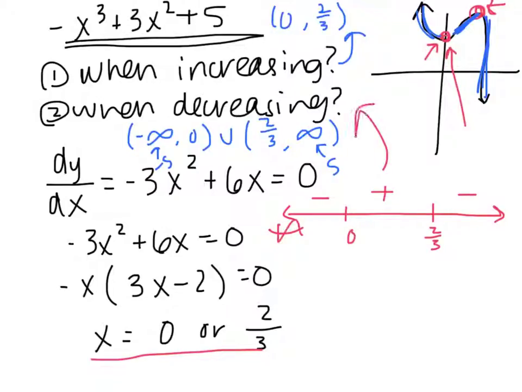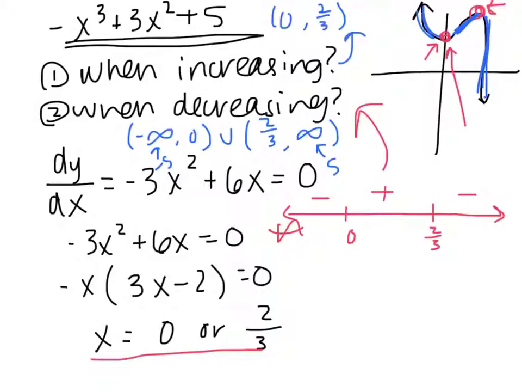Sorry, I don't know why I drew that. So because from negative infinity to 0, it's decreasing, that's why the slope is negative here. That's also why the first derivative of the equation would be negative as well. And because the signs change before and after 0 and before and after 2/3, we know that 0 and 2/3 are the minimum and maximum.